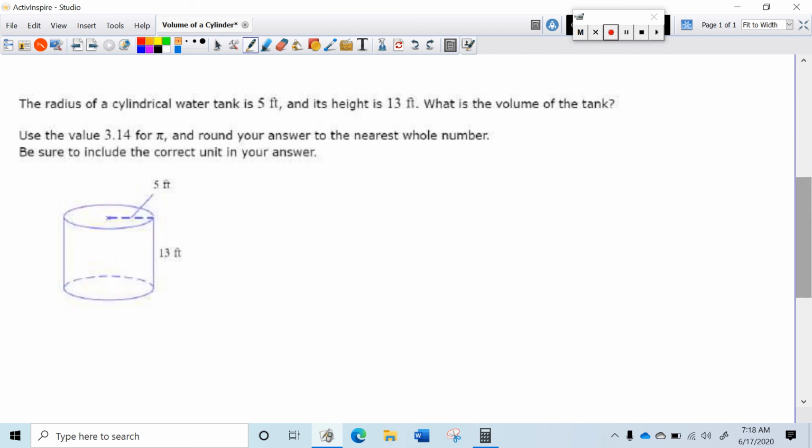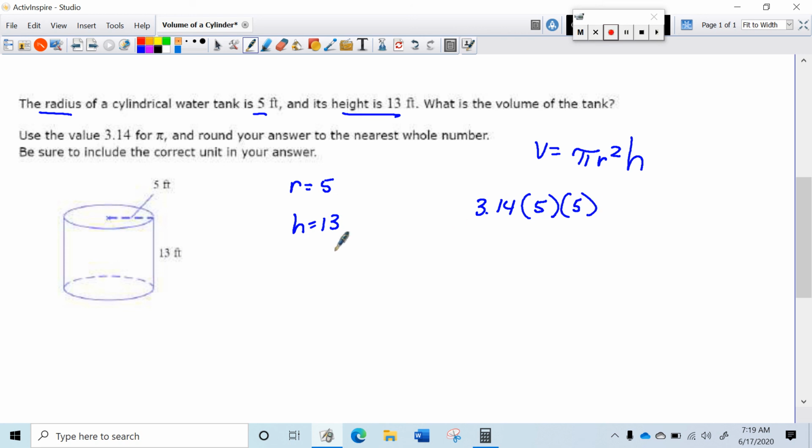The radius of a cylindrical water tank, radius is 5. Radius is halfway across the circle, and that's the one the formula uses. Remember, the formula is, because you have a circle, pi r squared, and then it has a height. And the height is 13. I'm going to use 3.14 for pi. The radius twice, so 5 times 5, and the height is 13. I'm going to multiply all that together.